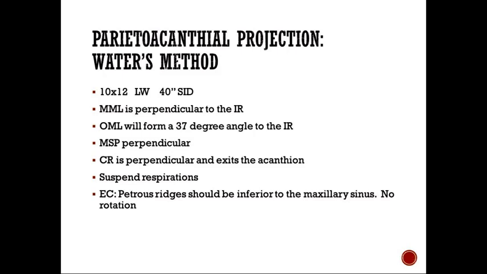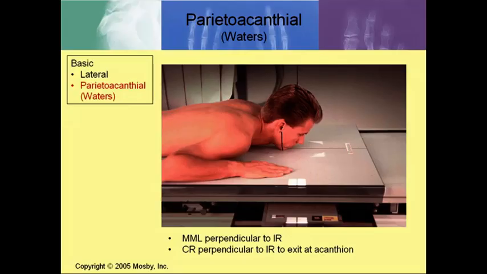The parietoacanthial projection, this is the Waters method. Again, we're using a 10 by 12 collimation, lengthwise 40-inch SID. For this positioning, we want the mentomeatal line perpendicular to the image receptor, adjusted so the orbitomeatal line will form a 37-degree angle to the image receptor. Mid-sagittal plane should be perpendicular, and the central ray is going to be perpendicular and exiting at the acanthion. Respirations are suspended, and we expect to see the petrous ridge inferior to the maxillary sinus, as well as no rotation or tilt. This is being demonstrated on the table.